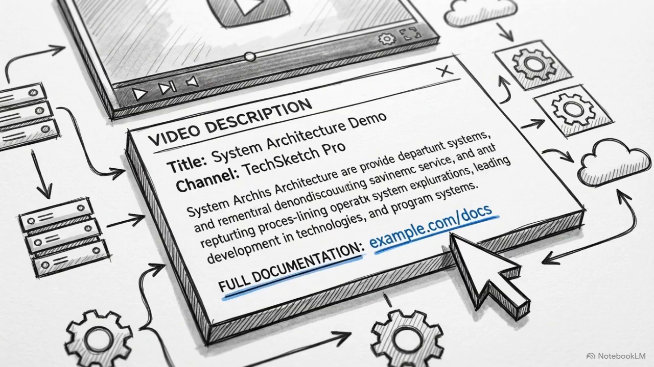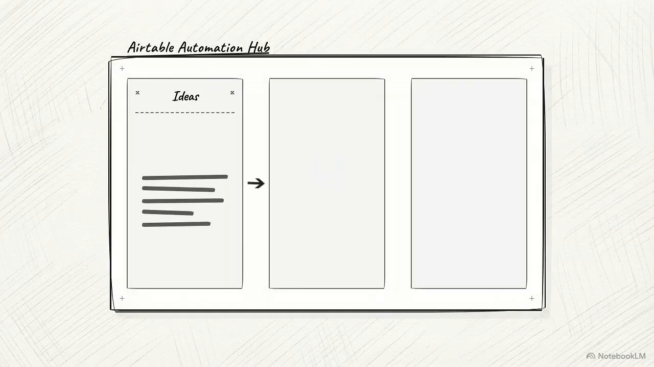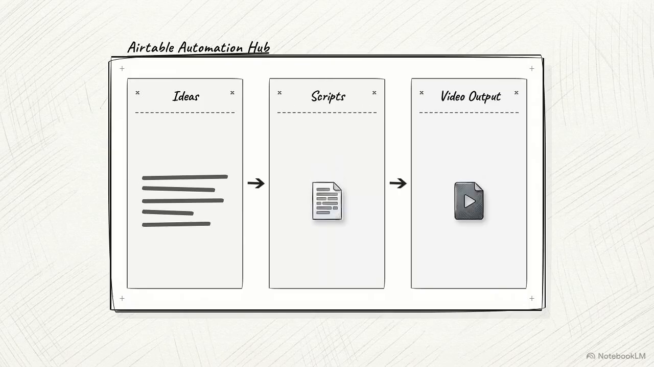First, open the Airtable template link from the description and duplicate the base into your personal workspace. This base contains 3 essential columns: ideas, scripts, and video output. These columns house the data that will drive the automation.